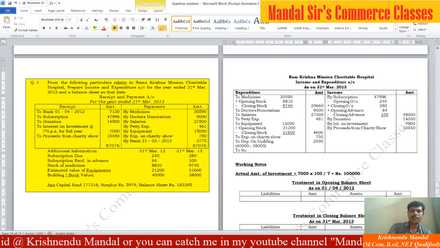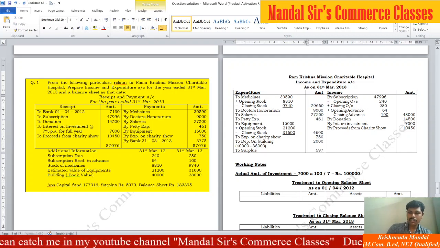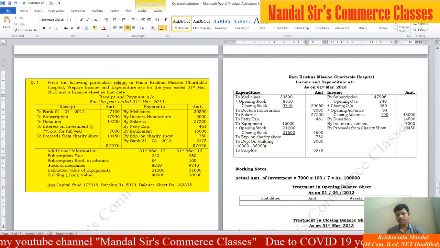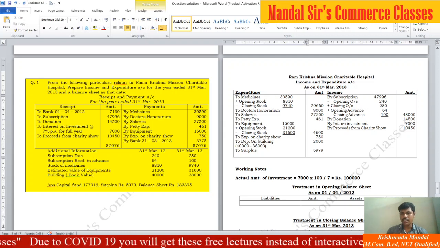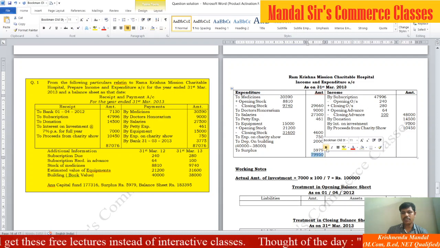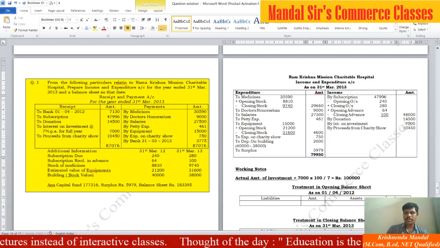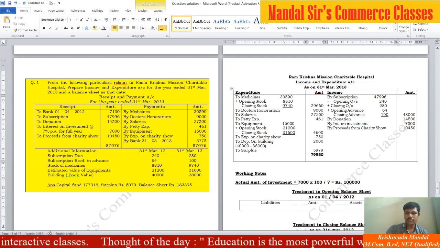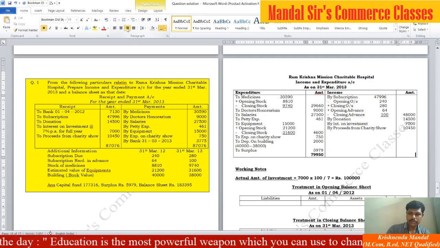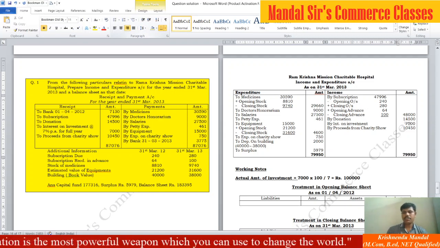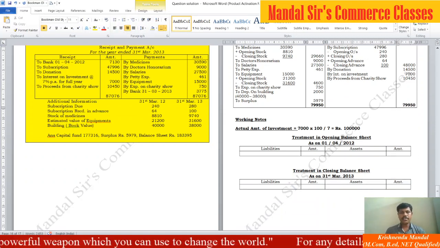What is the meaning of surplus? Surplus shows the net profit during the whole year. So what we show over here is the amount 5,979. And what is the total? Let's see. 48,000 plus 14,500 plus 7,000 plus 10,450. The total is 79,950. This is the total amount which is to be shown at the end of the ledger. So also put this total on the credit side. 79,950.